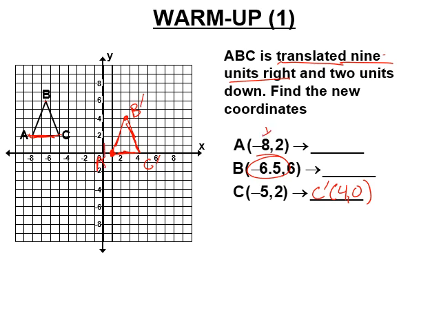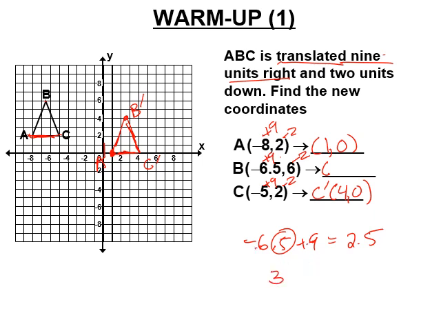So 9 units right, add 9 to the x coordinate, and 2 units down, subtract 2 from the y coordinate, and we get (1, 0). We get 2.5. Yeah, negative 6.5 plus 9 is positive 2.5, because negative 7 plus 9 is 2. You can't just do 6 plus 9 because this part is also negative, just so you know why that's working out that way. Negative 6 plus 9 is positive 3, but that's negative 0.5, not positive 0.5. And so it's 3 plus negative 0.5, which is positive 2.5. And so that's positive 2.5, and 6 minus 2 is 4.